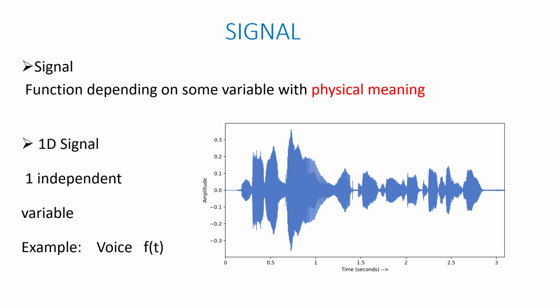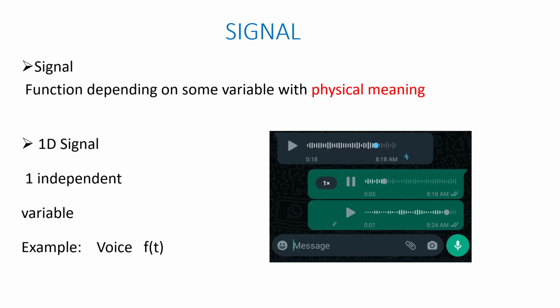In this context we are trying to analyze what is a signal. Where have you seen this representation? One best example is in the WhatsApp voice messages. You can see this voice message is of 5 seconds length or 18 seconds length. At each point the amplitude is varying or decreasing. So this is an example of a signal where there is some physical meaning. You are trying to understand something from it.